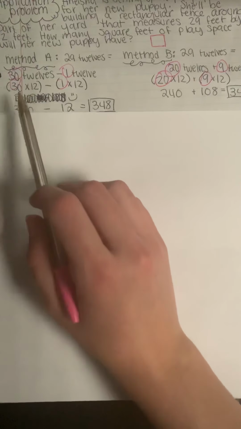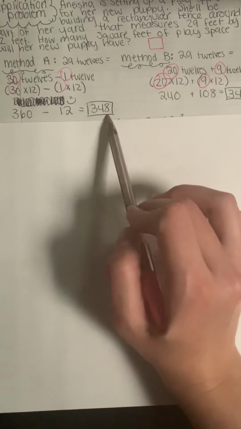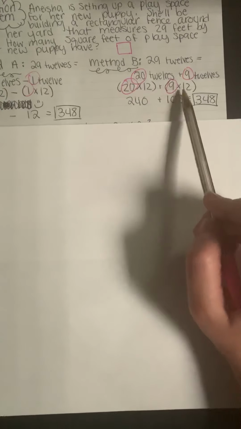And so, I had a little error here, just ignore that. When I actually do what's in the parentheses first, 3 times 12 is 36, and there's 1 zero. 1 times 12 is 12, and I subtract, I get 348. On this side, 2 times 12 is 24, 1 zero, and I'm adding that to 9 times 12 is 108. When I add those, I get 348. As you can see, we have the same answer, but I used two different methods to get there.